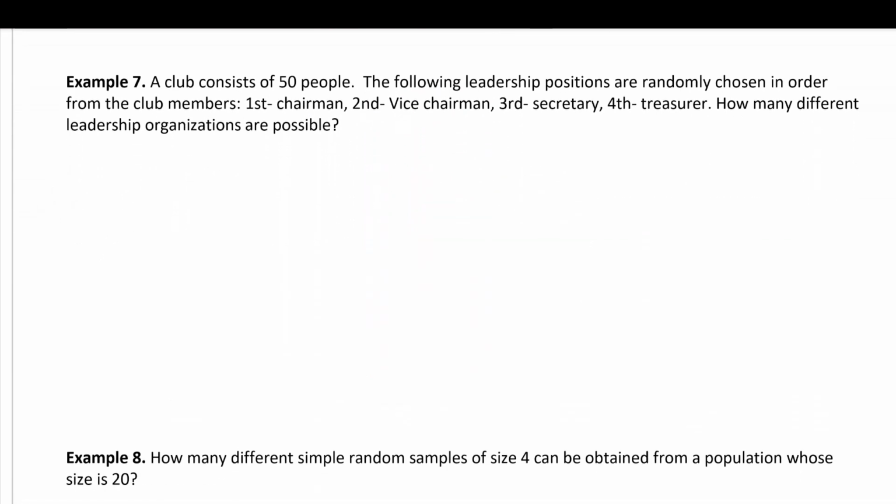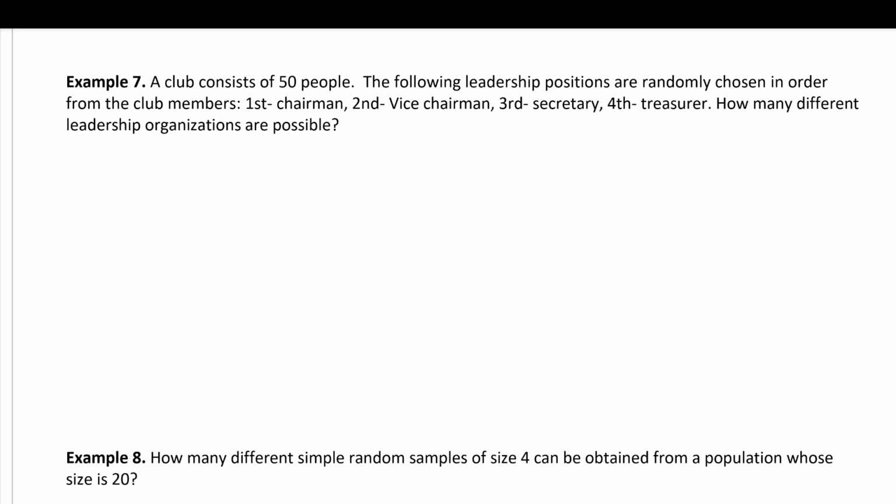All right, let's do 2 more examples here. It says, a club consists of 50 people. The following leadership positions are randomly chosen in order from the club members. First, the chairman. Second, vice chairman. Third, secretary. Fourth, treasurer. How many different leadership organizations are possible?